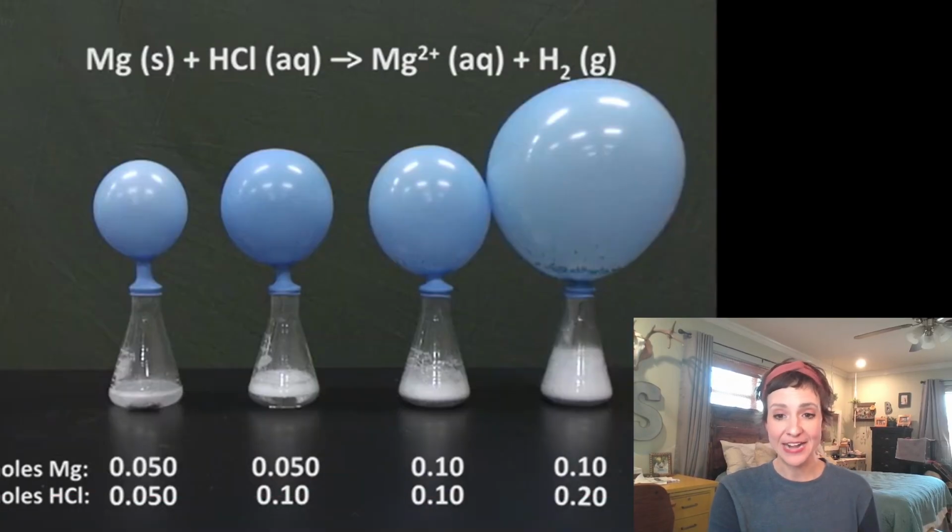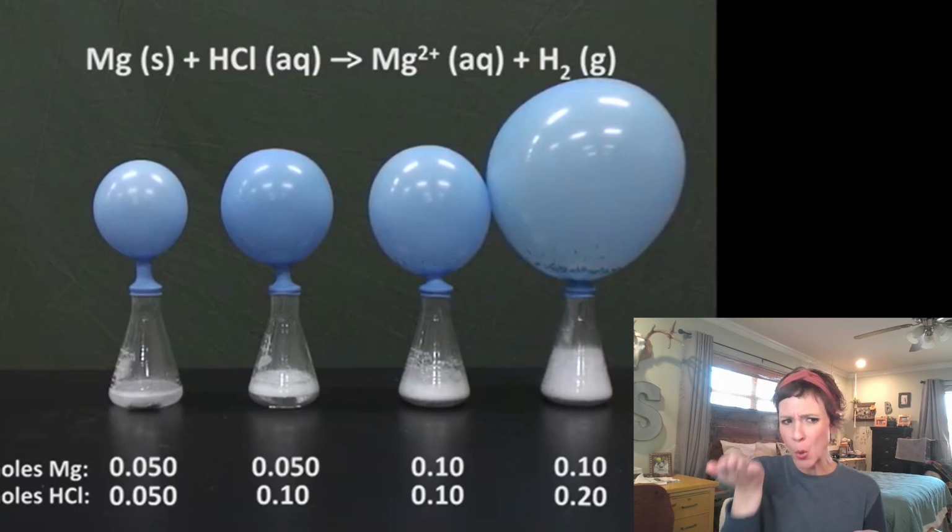Okay, so I'm going to pop in here to walk you through something that you're maybe seeing down on the bottom. Here I'm seeing different mole amounts of my two reactants, right? The very first balloon, I see you have 0.05 moles of magnesium and 0.05 moles of hydrochloric acid. So you basically have a 1-to-1 ratio. They have the exact same amount of moles going into that.